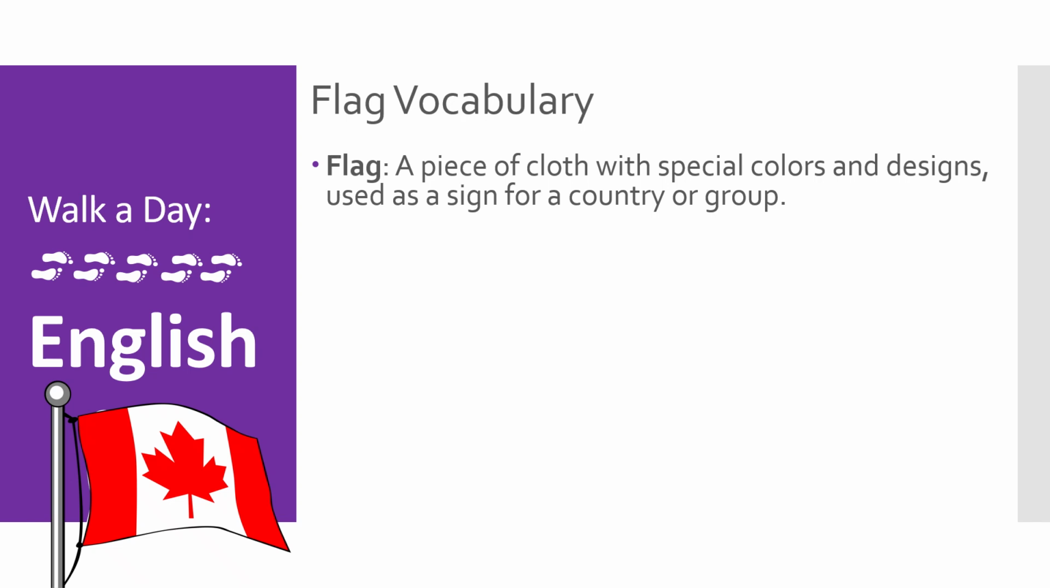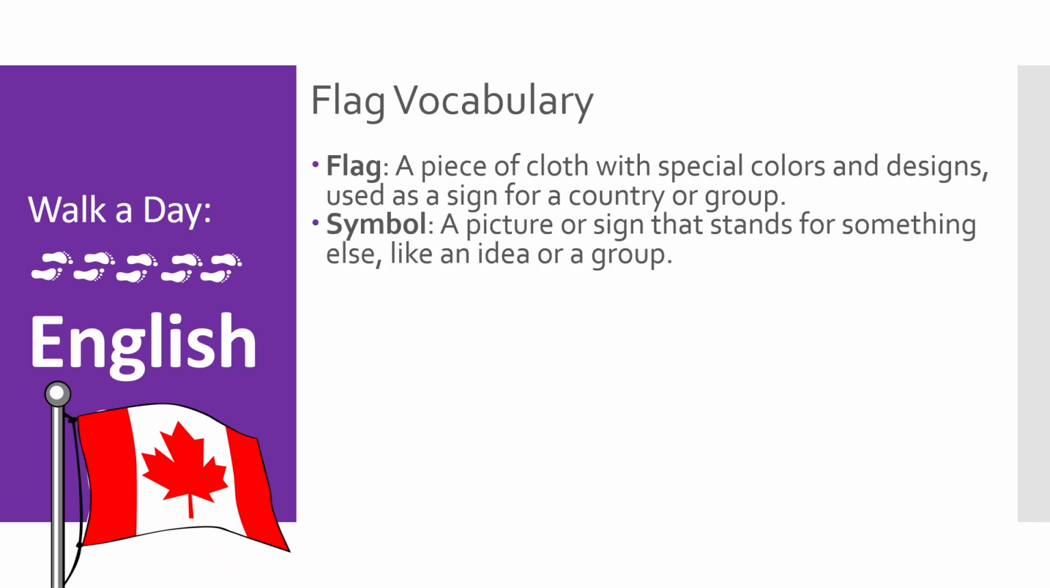Before we start our walk, let's focus on some common vocabulary words that you can use to describe flags. So first of all, a flag is a piece of cloth with special colors and designs used as a sign for a country or a group. Here you can see the Canadian flag. A symbol is a picture or sign that stands for something else, like an idea or a group. The maple leaf on the Canadian flag is a symbol of Canada.